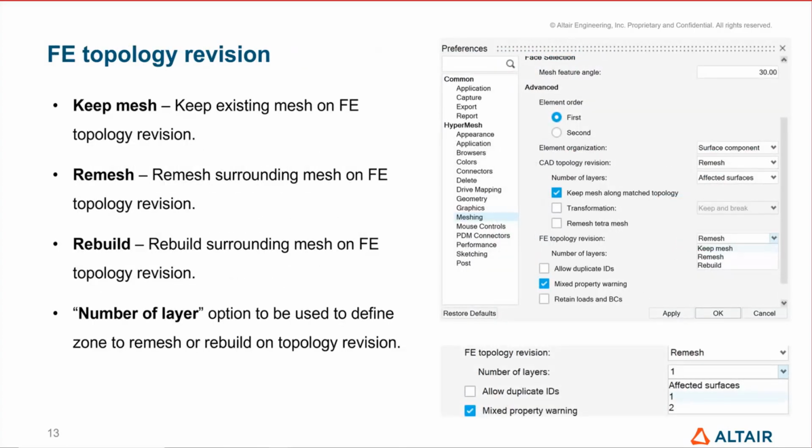Just like we have with CAD, when we edit CAD topology, the CAD topology revisions, we have something similar for FE topology revision. If you don't want to change any of the existing mesh, you can always keep it in mesh. When the FE geometry is edited, the mesh will not be remeshed or anything. But as an option, you can set it to remesh or rebuild. So on any FE geometry topology revisions, we can do the remesh or the rebuild on either of the affected surfaces, or on the number of layers you specify, where the topology is edited.